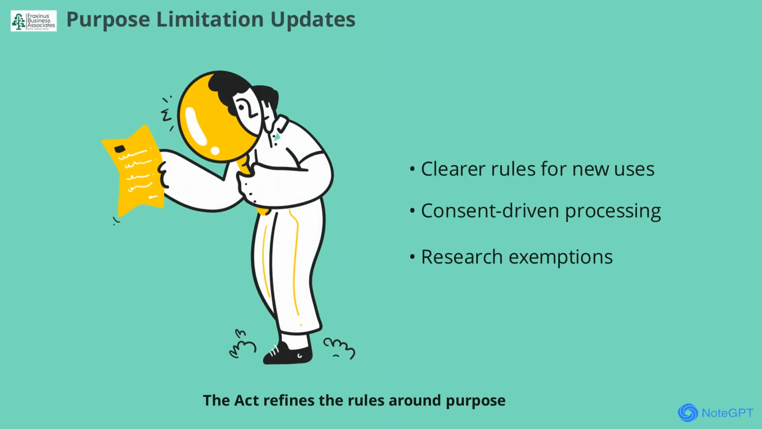The Act refines the rules around purpose limitation and further processing of personal data. Now, if a company wants to use data for a new purpose, it may be allowed if the individual consents, if it's for scientific or historical research, or if it's in the public interest. The Act also clarifies when further processing is compatible with the original purpose, making it easier for organizations to innovate while staying within the law. However, stricter rules apply when data was originally collected based on consent, ensuring individuals remain in control.